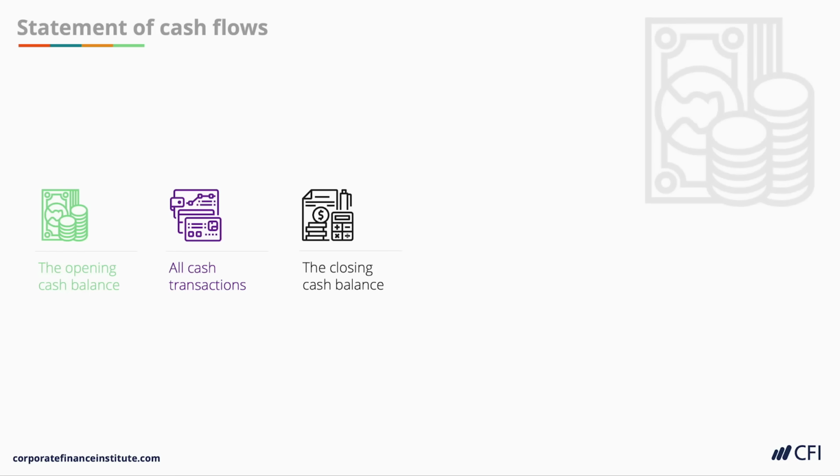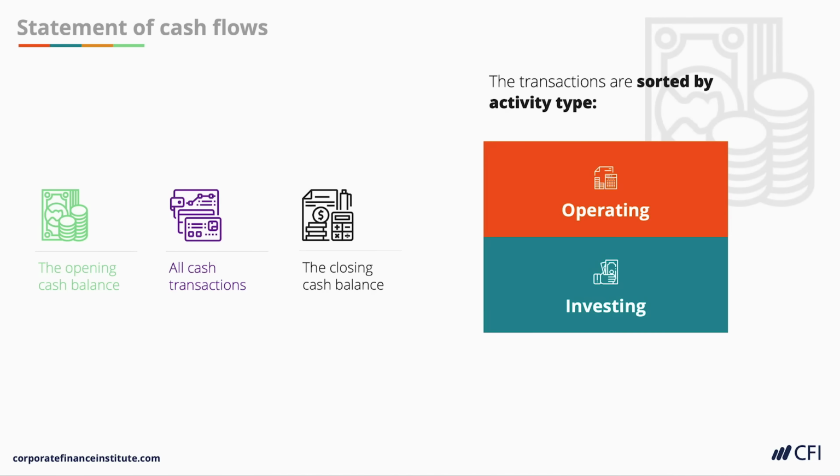The difference between the bank statement and the Statement of Cash Flows is that the cash transactions are sorted by activity type. On the statement, cash flows are sorted by operating activities, investing activities, and financing activities. The Statement of Cash Flows, therefore, is a very useful financial statement to understand where cash is being generated and where it's being used in the business.